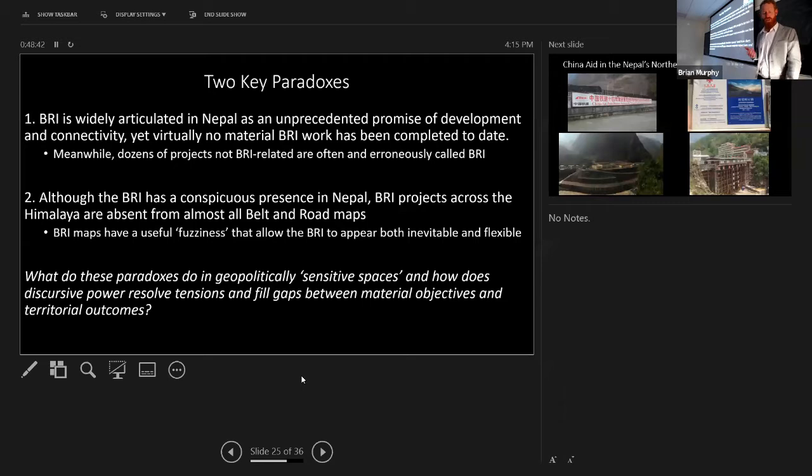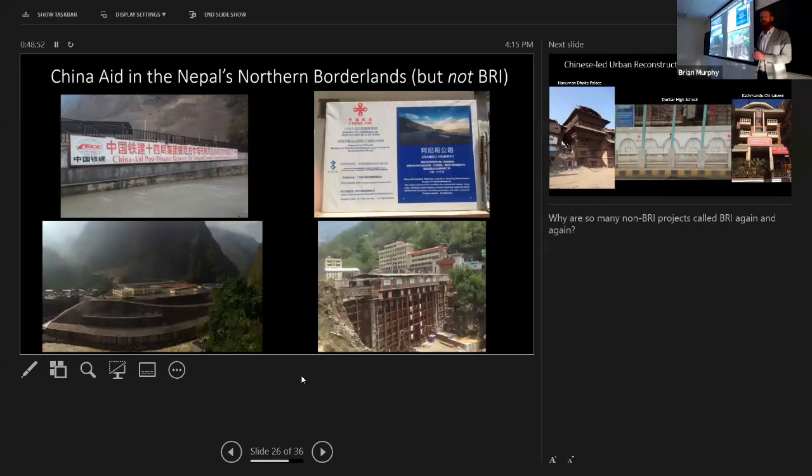So what do these paradoxes do in geopolitically sensitive spaces? And how does discursive power resolve some of the tensions and fill gaps between material objectives and territorial outcomes? So these are projects that have been completed in Nepal since the earthquake, and particularly since 2019, but none of them are Belt and Road.